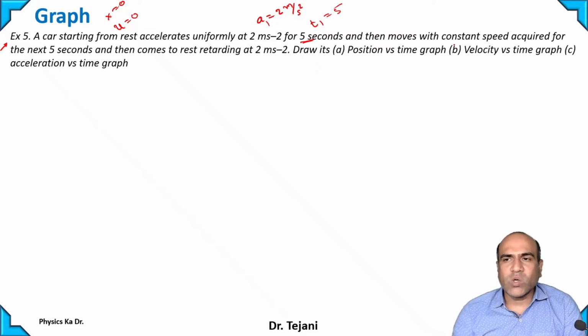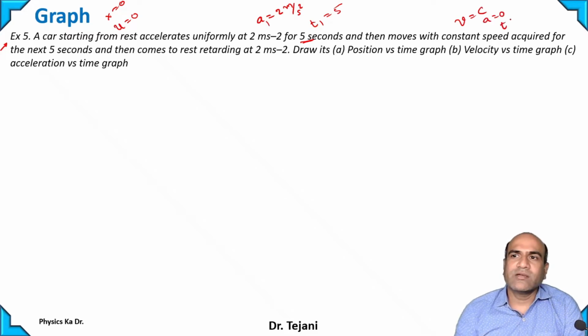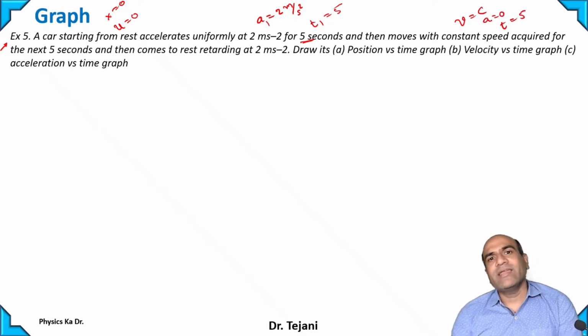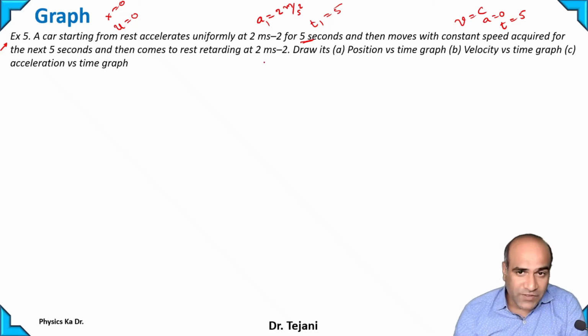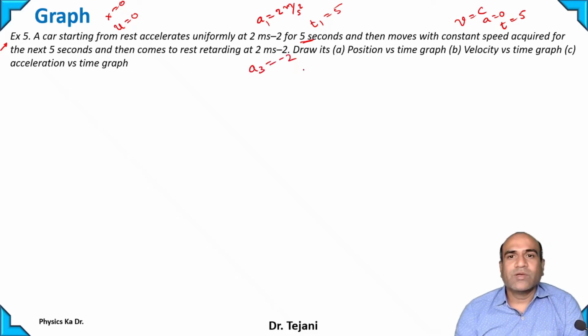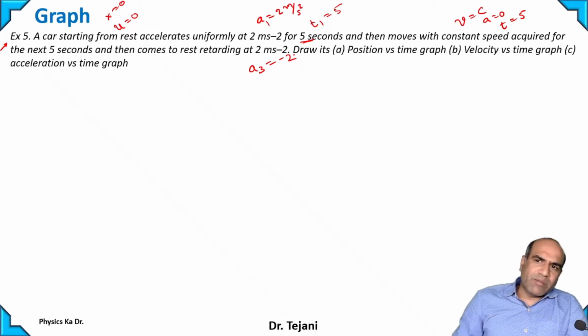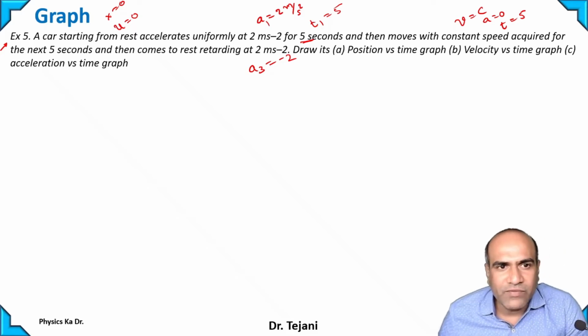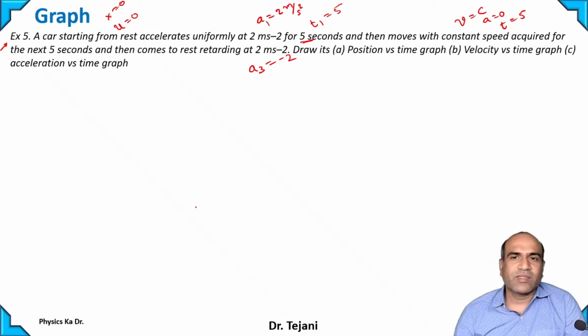Then it moves with constant speed. Here velocity is constant, therefore acceleration is 0 for the next 5 seconds, and then it comes to rest. Retardation is given, so a3 is equal to minus 2 meter per second square. Draw the position-time graph, velocity-time graph, and acceleration-time graph.